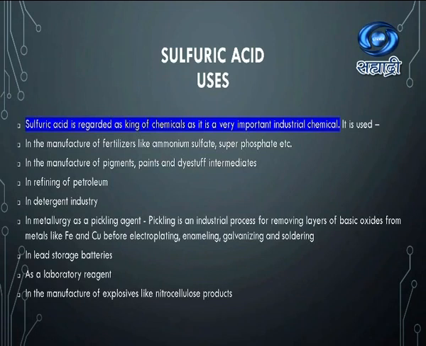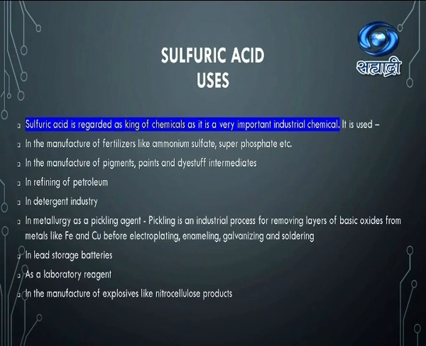Some of the uses of sulfuric acid. Sulfuric acid is regarded as the king of chemicals, as it is a very important industrial chemical. So it is used in the manufacture of fertilizers like ammonium sulfate, superphosphate, etc. In the manufacture of pigments, paints, dyestuff intermediates. In refining of petroleum. Then in the detergent industry. In metallurgy as a pickling agent.